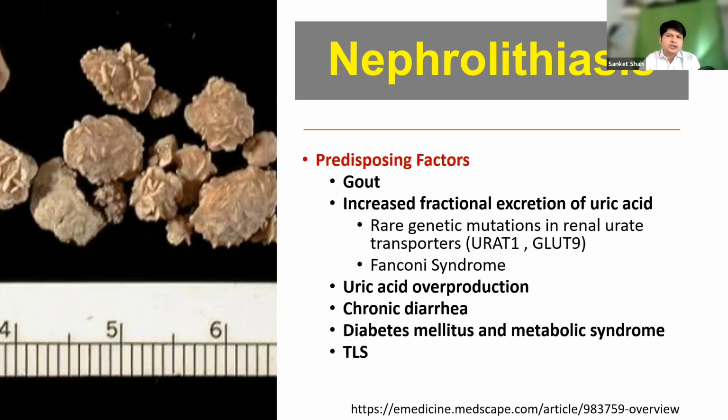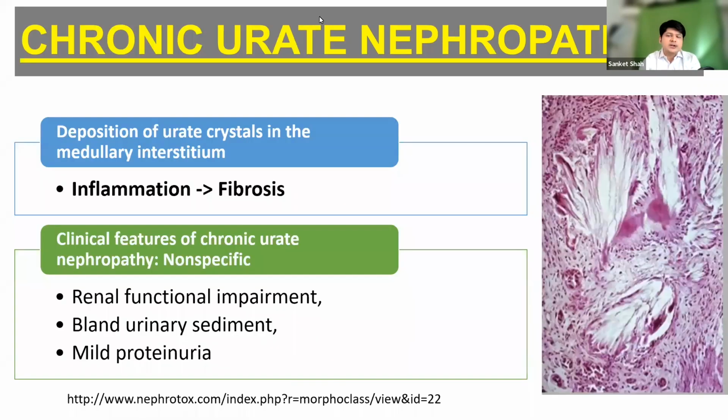First was gout, second was nephrolithiasis, third is chronic urate nephropathy. I have a very simple question. You might have been posted in the nephrology ward. You might have seen so many patients of AKI or CKD. Have you seen a single case of chronic urate nephropathy?